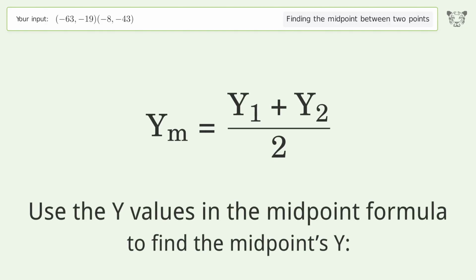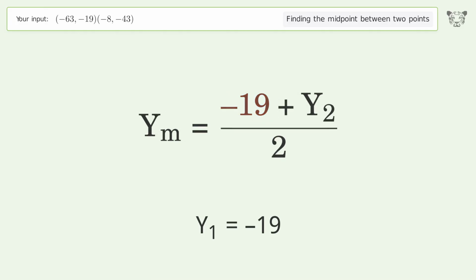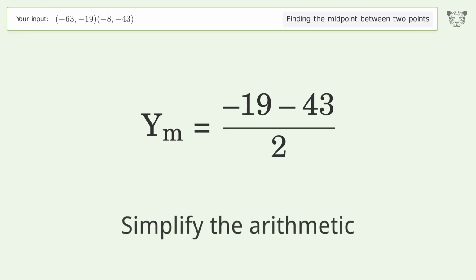Use the y values in the midpoint formula to find the midpoint's y. y1 equals -19. y2 equals -43. Simplify the arithmetic.